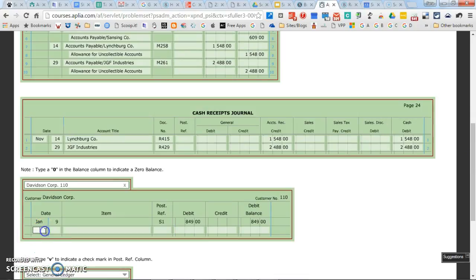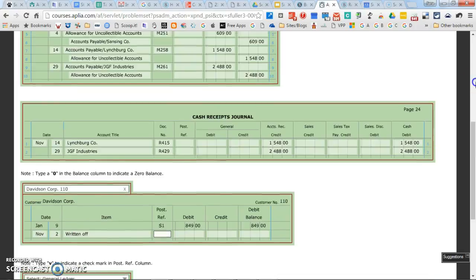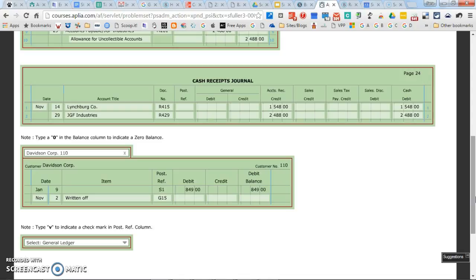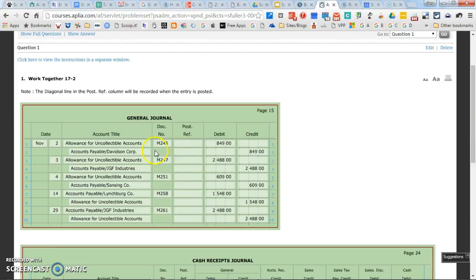So our date is November 2nd. This will be the first time that we actually write something in the item. We're going to type written off. Okay, our post reference is G15. And it is a credit of $849. So our balance now is 0. Then we need to go back and do our post reference. So we need 110. So here we'll do 110.